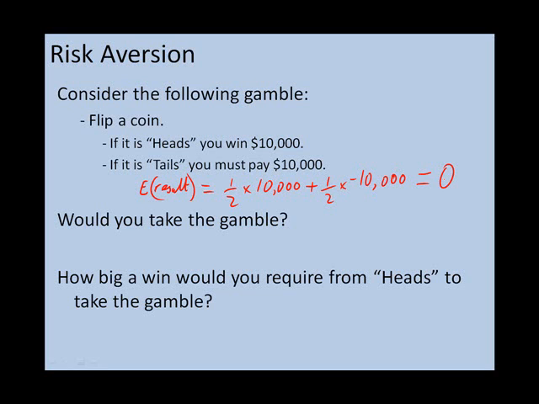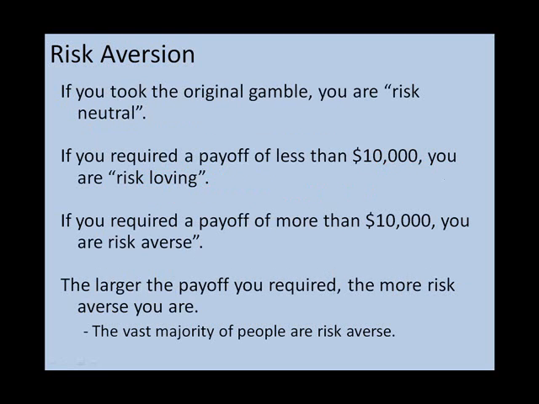But how big a win would you require from heads in order to take the gamble? Do you require $11,000, $15,000, $20,000? Maybe you require $40,000. Or if you're really risk averse, maybe you require $80,000 or even more from heads. If you took the original gamble, we would say that you are risk neutral. If you required a payoff of less than $10,000, you're risk loving. But if, as most people do, you required a payoff of more than $10,000, you're risk averse.